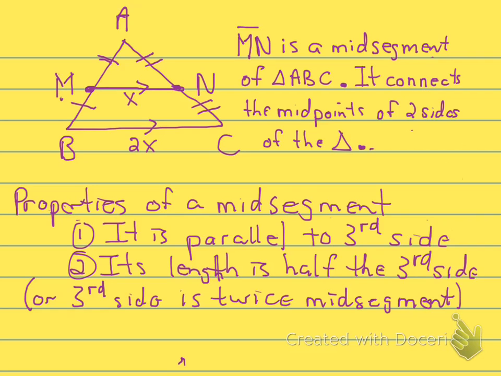Mid-segments have two properties. One, they're always parallel to the third side. You can see in the picture here that MN is marked parallel to BC. And secondly, the length of the mid-segment is half the length of the third side. You see I've got an X on MN and twice X on BC. That makes MN half of BC.